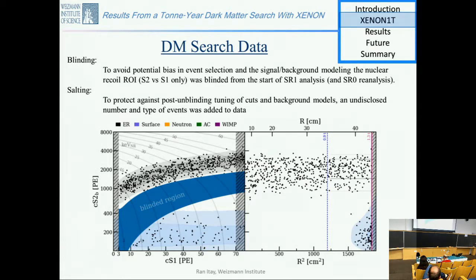This is S2, as I didn't say, as a function of S1. This is the standard plane that you're used to seeing, and this is S2 as a function of R squared. This is just the spatial distribution of events.